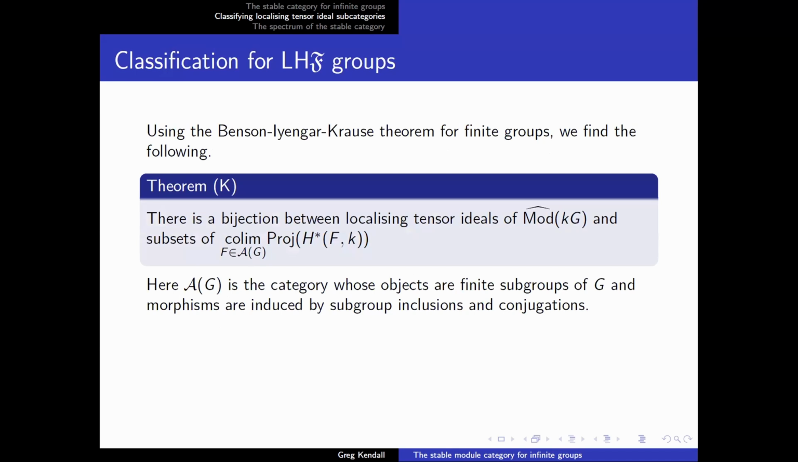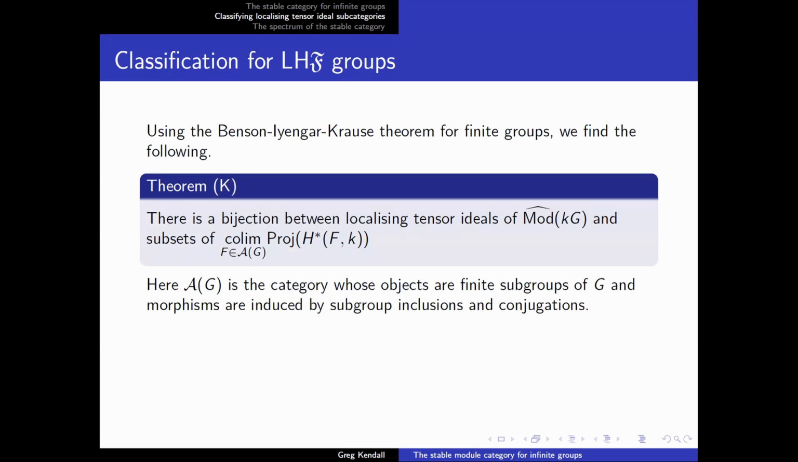Great, so what we've done there didn't actually use Benson, Iyengar, and Krause's result form. So now we can pull that in and get in terms of the cohomology rings. We take a category where the objects are just finite subgroups, and the morphisms are inclusions and conjugations. These inclusions and conjugations induce maps on these spectra, and we can take the colimit. Then subsets of this colimit are going to be in correspondence with the localizing ideals.